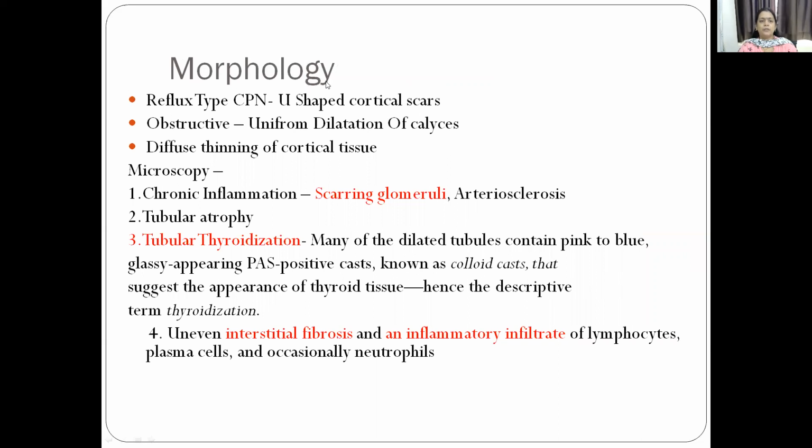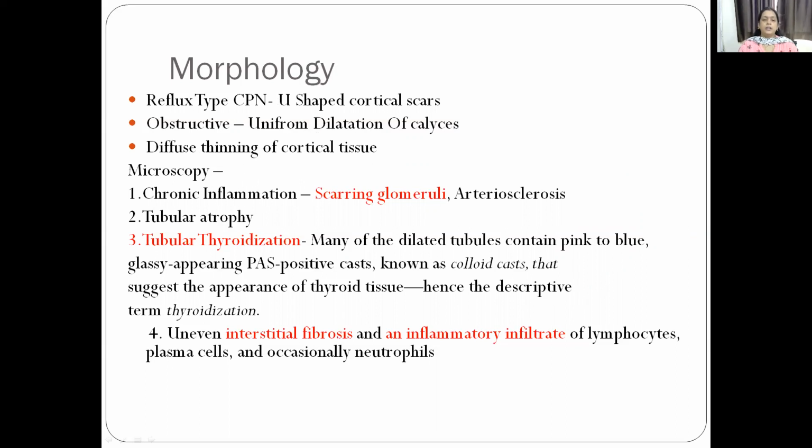It's the same pathogenesis here. So coming to the morphology, there are two types usually, according to the functioning: the reflux type of chronic pyelonephritis, which shows U-shaped cortical scars, and the obstructive type, wherein there is uniform dilatation of the calyces. Okay, the common point is the diffuse thinning of the cortical tissue. So U-shaped scars are the most important thing you have to remember, and dilatation of calyces that can happen, with thinning of the cortical tissue.